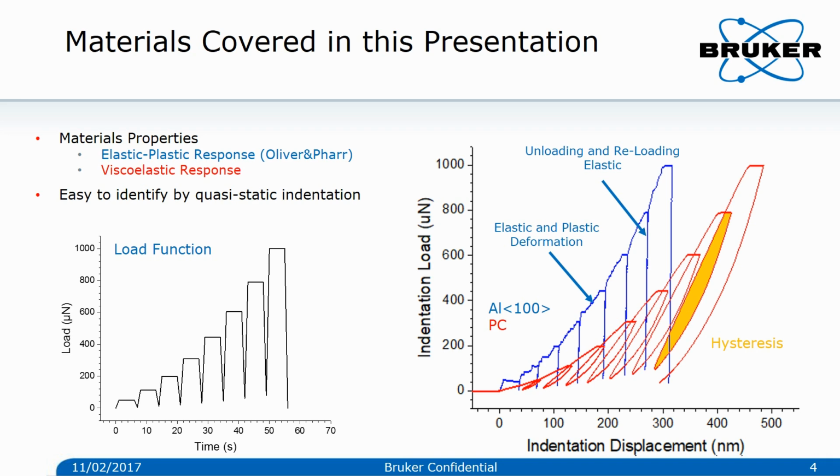The Oliver and Pharr paper from 1992 is analyzing elastic plastic materials behavior. The analysis has to be applied with caution when testing viscoelastic material. A fast unloading segment should be applied to reduce the effects originating from the viscoelastic response of the sample. The 30-second unloading of the sample can be replaced by a 100 millisecond unloading with a high bandwidth indenter.